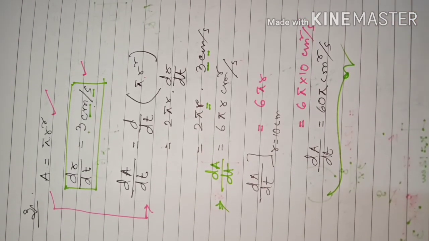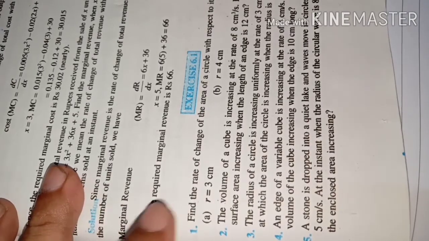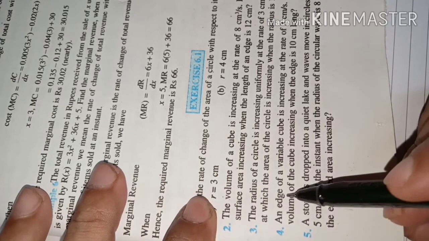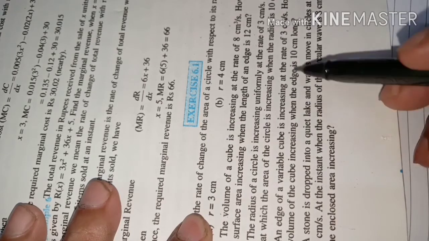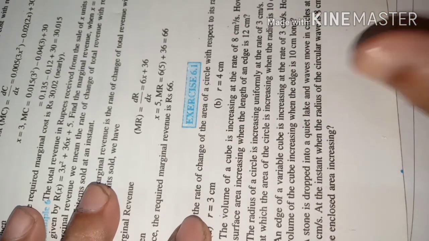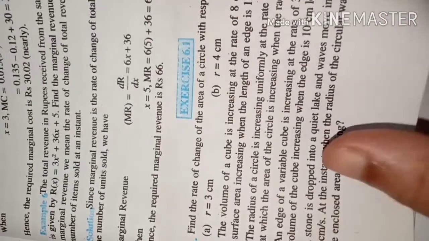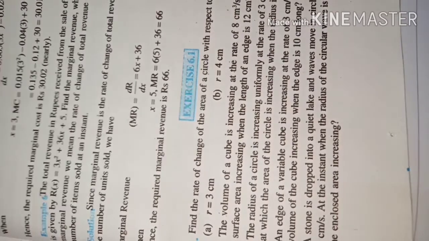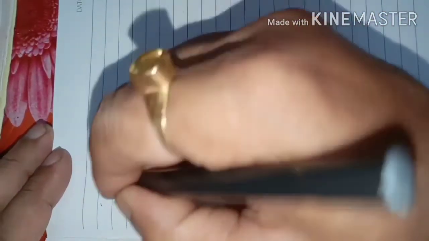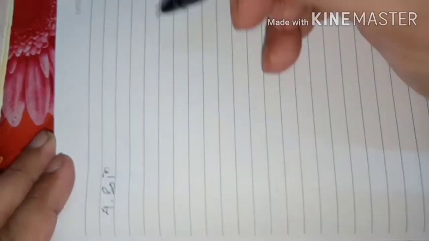Okay, dear students, look at question number 4. Dear students, an edge of a variable cube is increasing at the rate of 3 cm per second. How fast is the volume of the cube increasing when the edge is 10 cm long? Volume of a cube you know. So let us write like this. Question number 4. Solution. Let x be the edge of the cube.